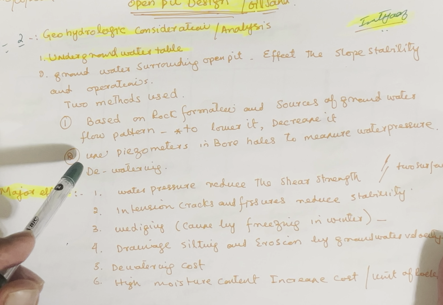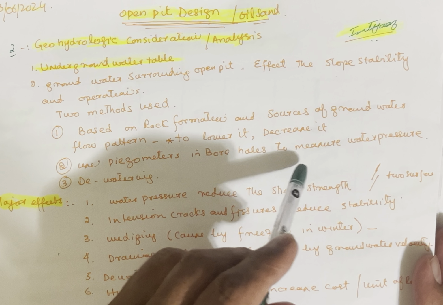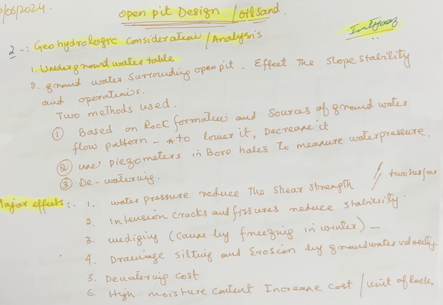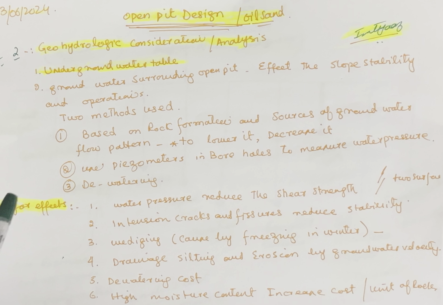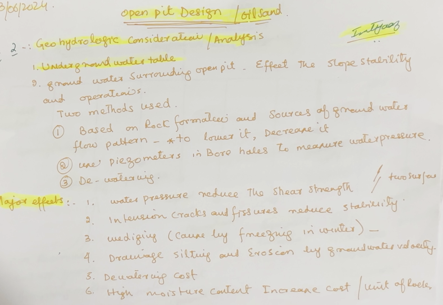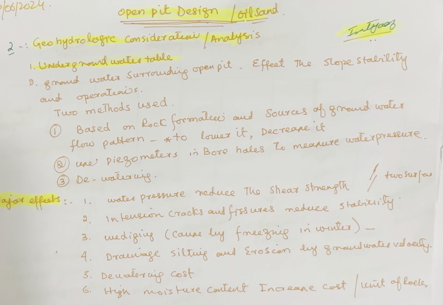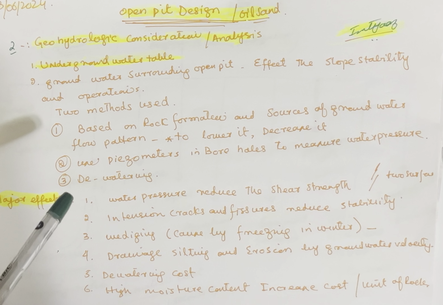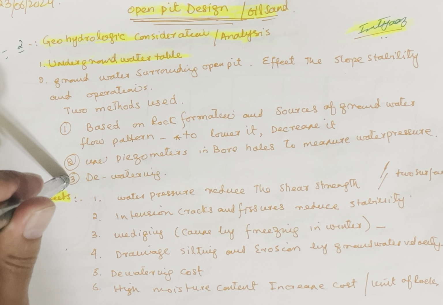Another thing we can use is a piezometer in the boreholes or in the wells to measure the water pressure, and then we know about the water pressure. So these two methods we can use, and the third one is dewatering. Then we use pumps or give a contract to some party who can dewater the pit where we are working. So these are the three methods.